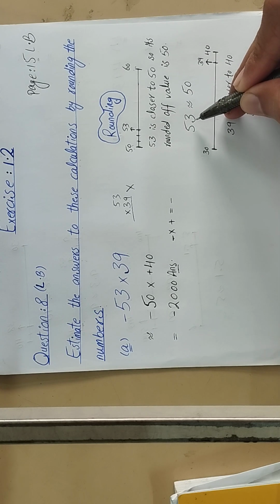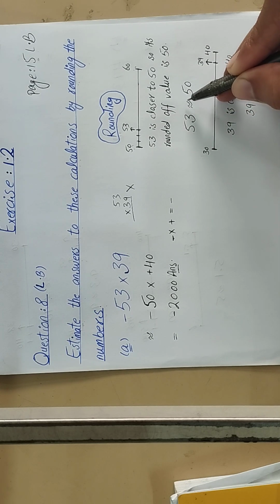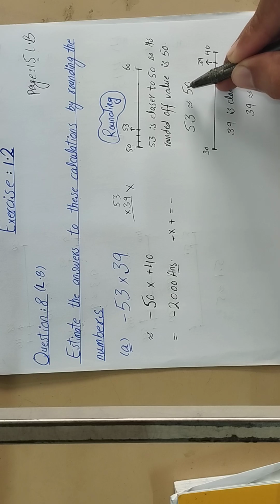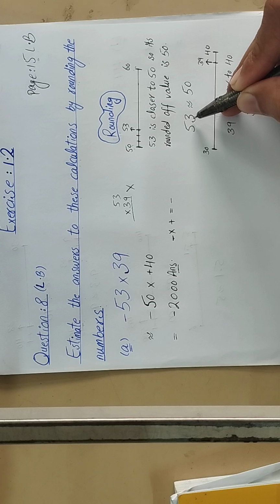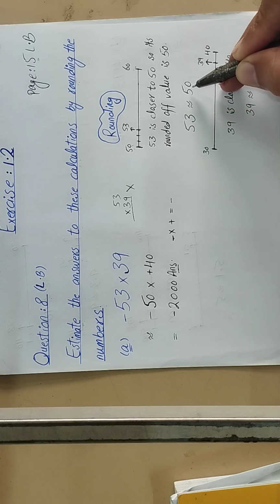We can write this as 53. When we round off this number to the nearest 10, we get 50. This one is the rounded off sign, the approximation sign. 53 is approximately equal to 50 when we round it off.